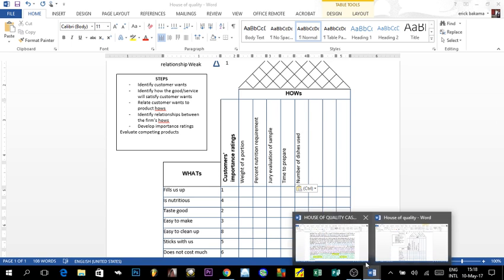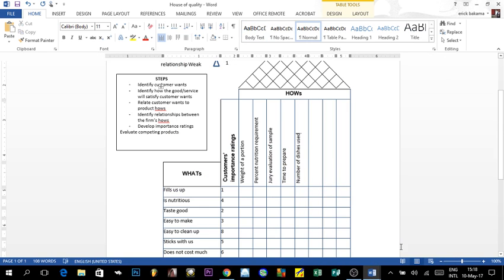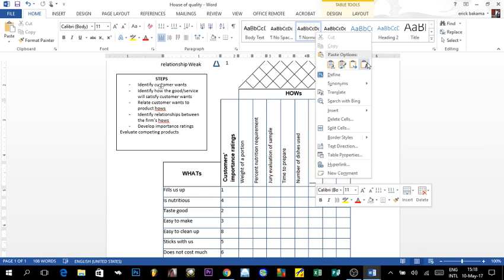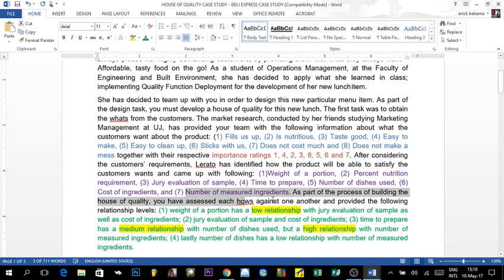And next, what is required is the cost of ingredients, because normally if customers want something that is cheap, we must also make sure that the ingredient we use is not a cheap ingredient, but we get it at a good cost. Because at the end of the day, we want to manufacture something at a lower cost, but we don't want to compromise the quality.